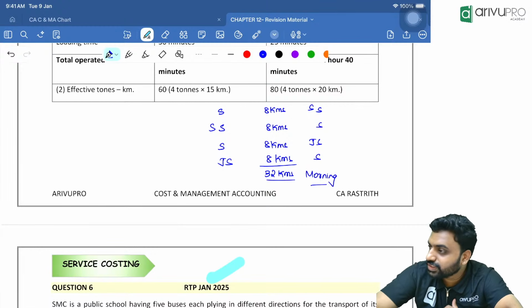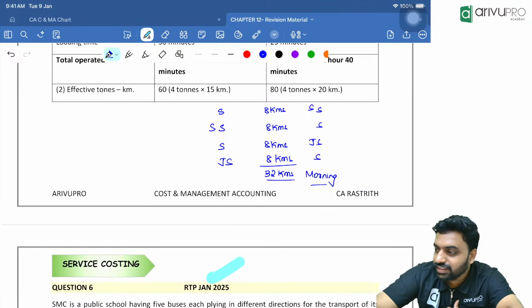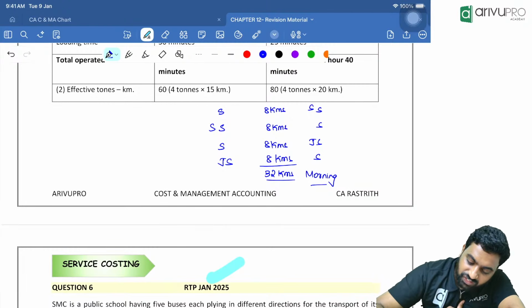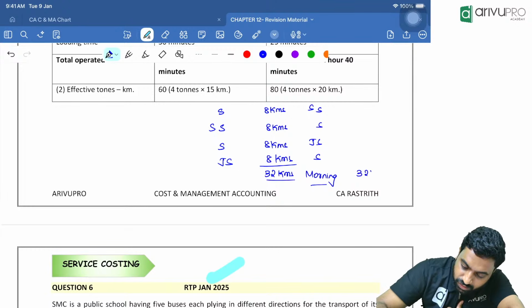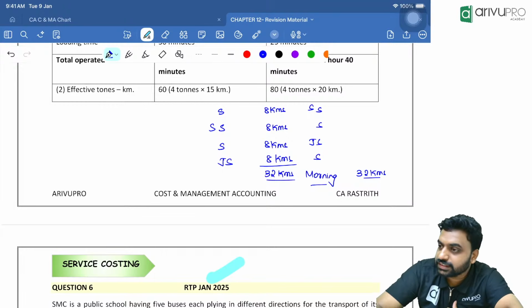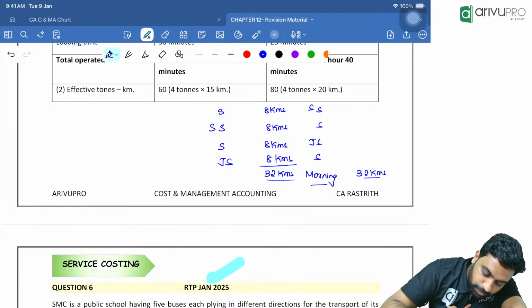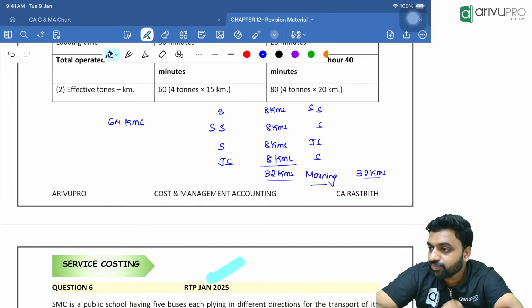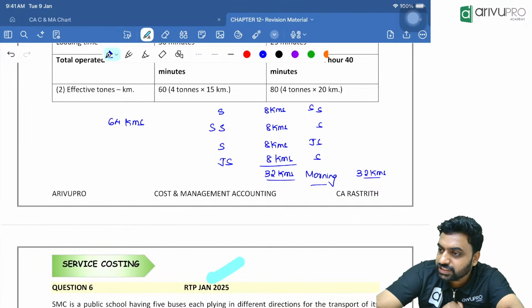32 kilometers. They did it in the morning itself. Don't get confused. Two shifts, don't get confused. Morning itself they did 32 kilometers. Afternoon also same drama they will do. Afternoon also same 32 kilometers. That means total one bus is traveling 64 kilometers per day.